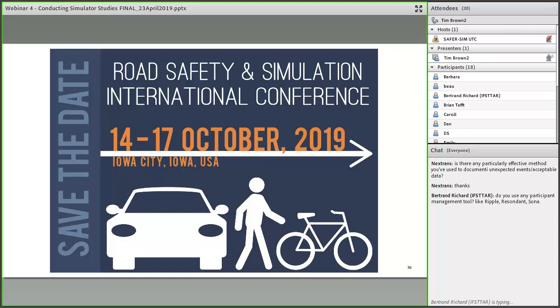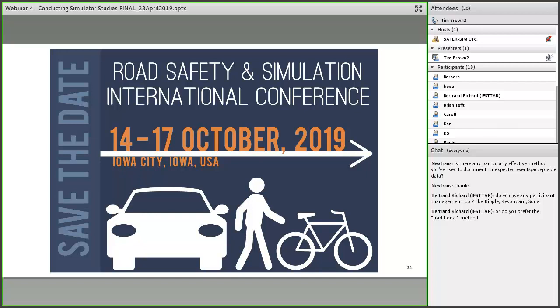One of the questions we've got is, do you use any participant management tools like Ripple, Respondent, Sona, or do you prefer the traditional method? We currently have some internal tools that we use. We've looked at Ripple. It's got a lot of valid pieces to it. I have not looked at Respondent or Sona, but Ripple has a lot of things that we like, but it doesn't do some of the things that we want to do, and so we've been reluctant to make the change. There's some things that they're planning to add that would provide some of the functionality that we have.